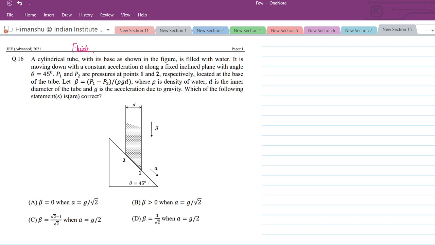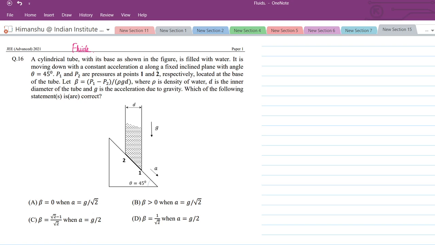So this question comes from the house of fluid mechanics. It's based on the initial part of fluid mechanics, about the equations that we write for pressures. Basically, in this question, we have to apply that on the pressure equation.